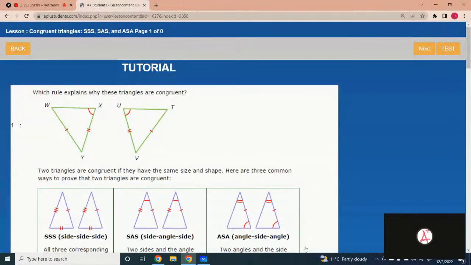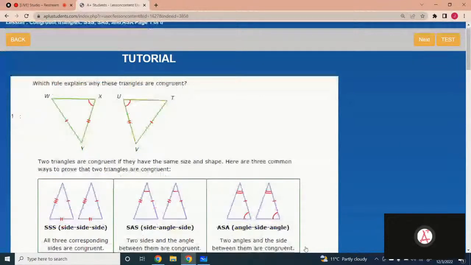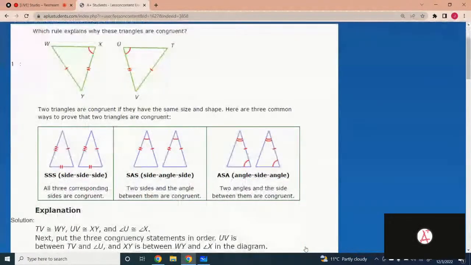Okay, so here is the rule, let me just explain the rule. Which rule explains why these triangles are congruent? You are given two triangles. You need to see according to which rule the triangles are congruent. Got it? Two triangles are congruent if they have the same size and shape. If their size is exactly the same and their shape is exactly the same, that means they are congruent triangles. Got it?